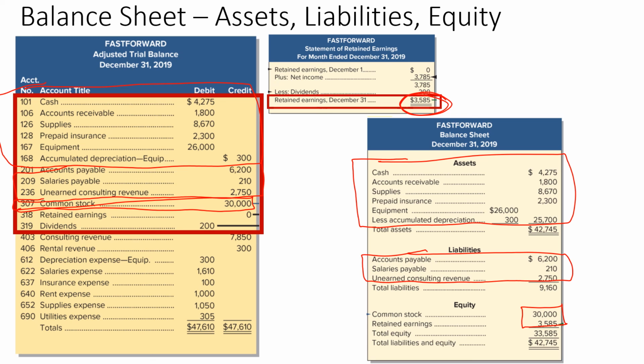The reason that it's called a balance sheet is because you want to make sure that assets equal liabilities plus equity. As you can see here, this is the total asset amount. And when you add total liabilities plus total equity, you come to the same balance for liabilities plus equity.